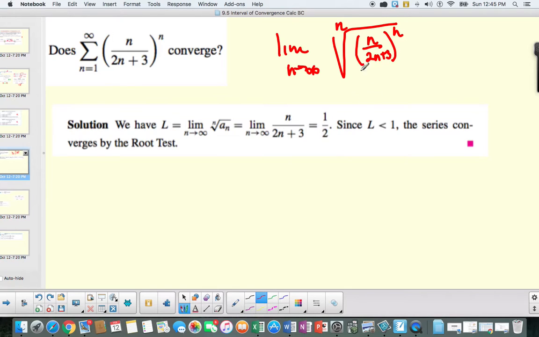And we know that the nth power and the nth root will cancel each other out, and we end up getting this. Then we take the limit of that, and as long as it falls under the requirement of less than 1, then we say that the series converges by the root test. Now, the root test is really for terms to the nth power. If you don't see something to the nth power, go for the ratio test.